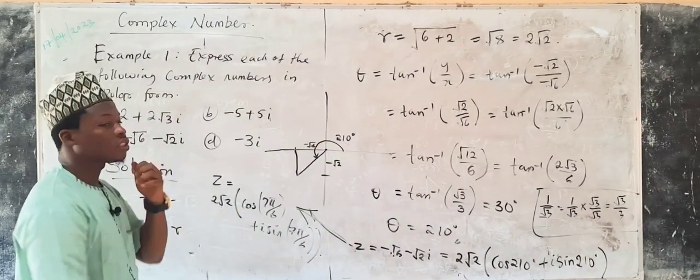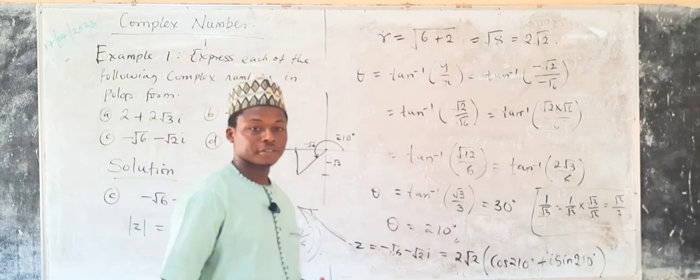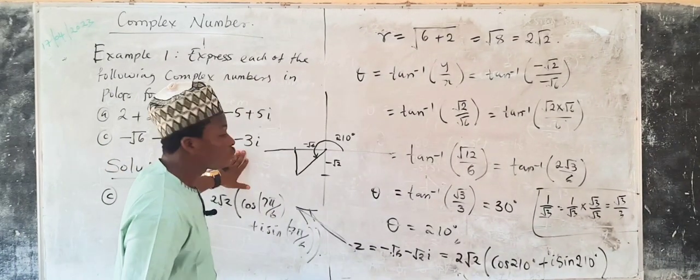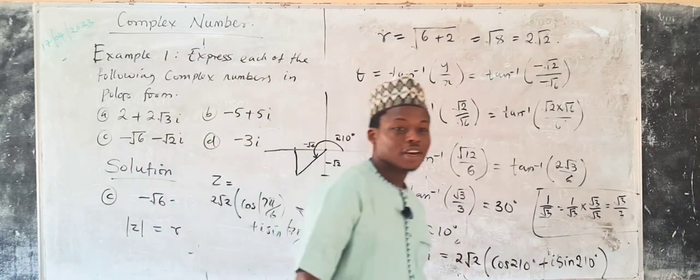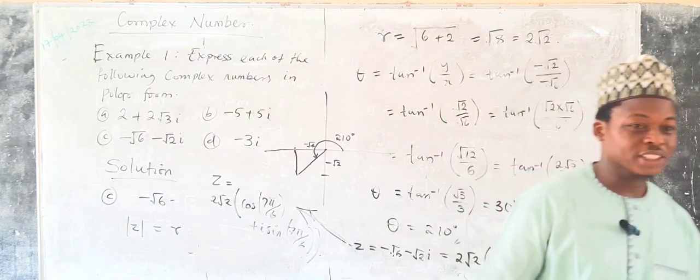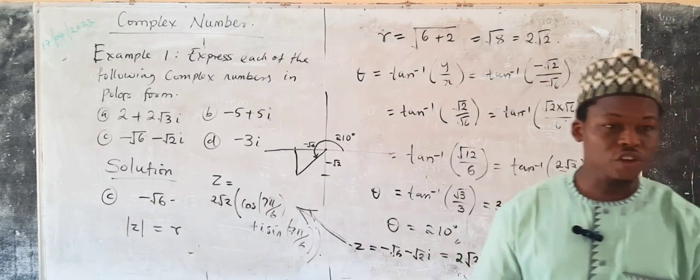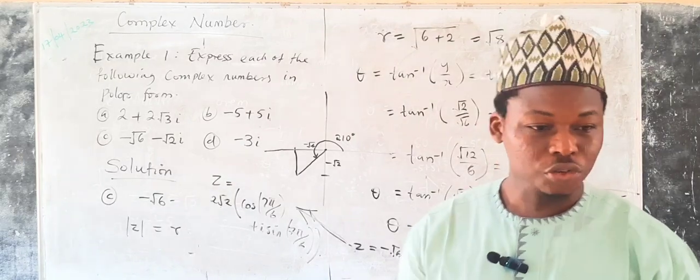So we are left with what? Minus 3i. So we're going to do this minus 3i yourself and see what you come up with. Then we will now continue with the theorem. Yes, you have to do it now.